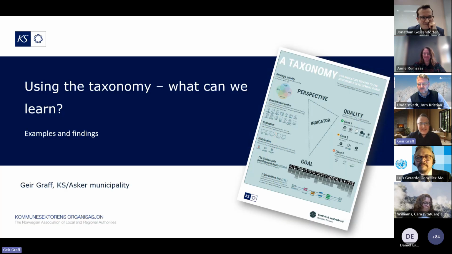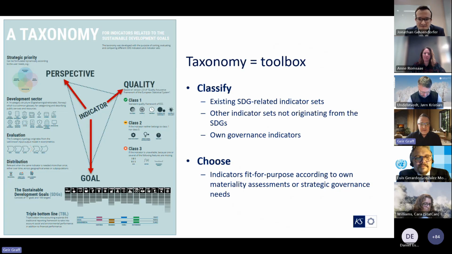But anyway, we will have a look into what we have been using this taxonomy to do since its first look at daylight in 2021. As Lichon has been telling us about, it's all about indicators. The indicators are in the center of what is being discussed here, and we are looking at indicators from different dimensions, from the perspective dimension, the quality dimension, and the goal dimension, to classify them.